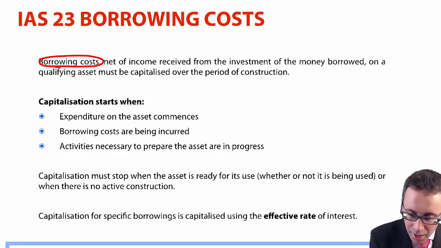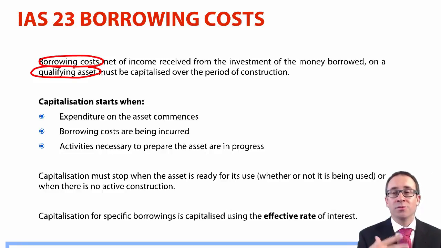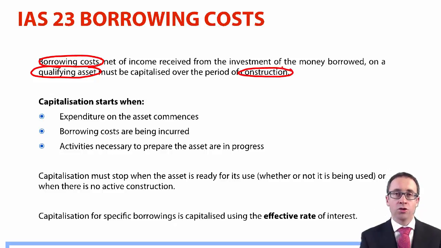Borrowing costs apply on a qualifying asset. A qualifying asset is essentially an asset that takes a substantial period of time to construct. There's no definition of what a substantial period of time is. That could be 3 months, 6 months, 9 months, 12 months, 2 years, 3 years. We need to be able to look at when the interest can be capitalized, when it can be stopped, and when it's suspended in between.